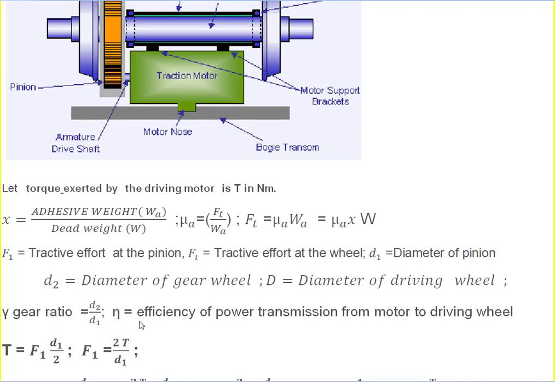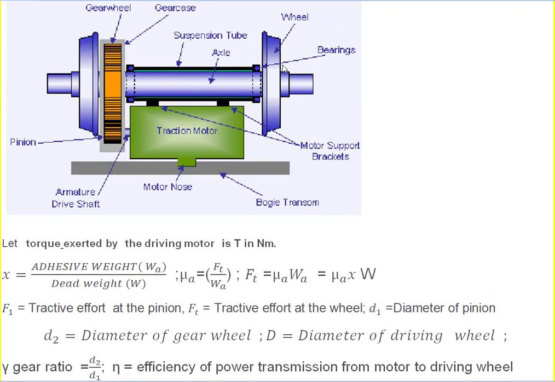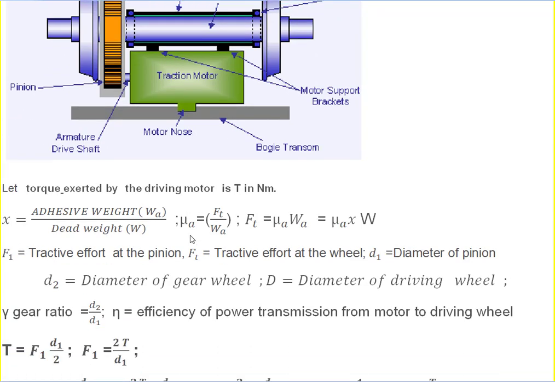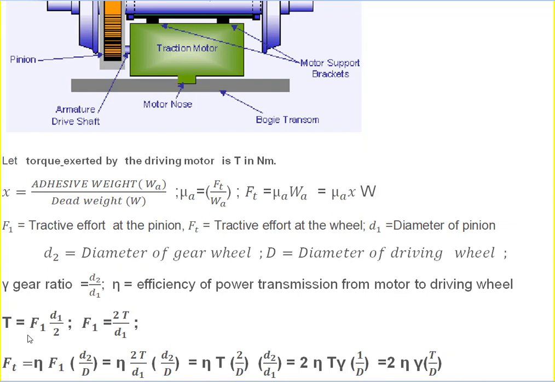And similarly here we assume eta is equal to the efficiency of power transmission from the motor to the driving wheel, that is from this to the driving wheel, means here. Therefore the total torque received at the outer wheel is nothing but T is equal to F1 into D1 by 2. So that is F1 is equal to 2T divided by D1.